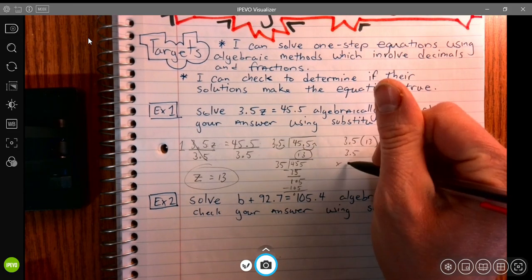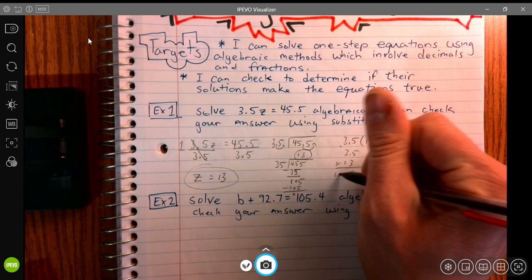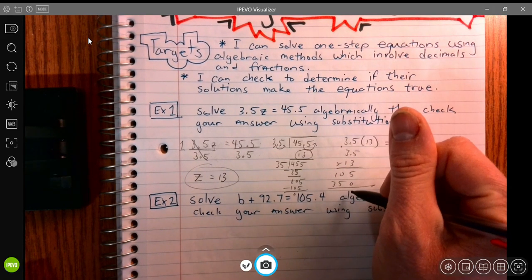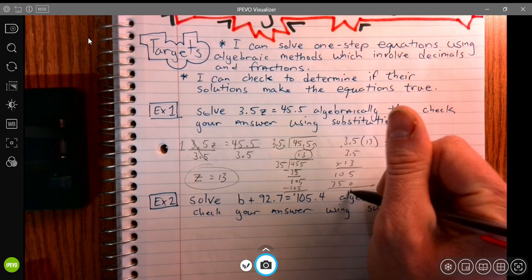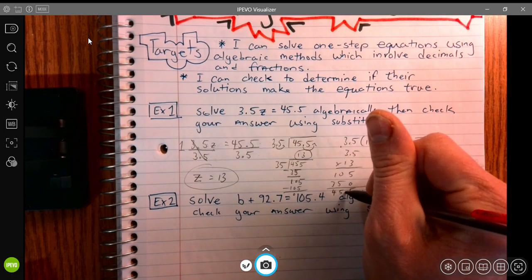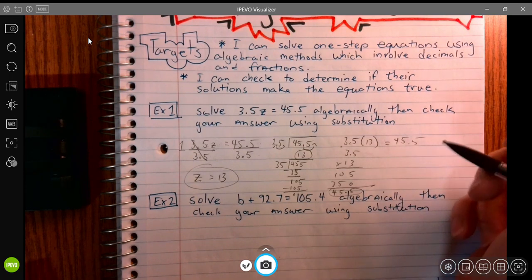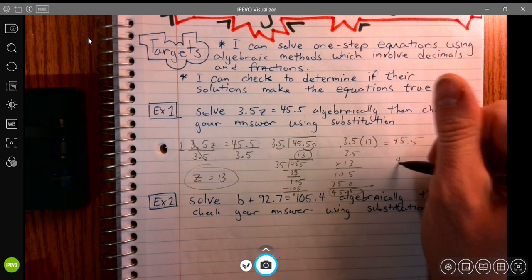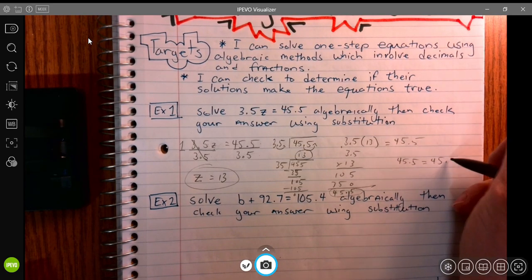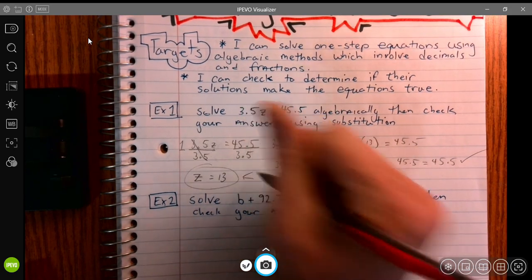3.5 times 13, let's see, 9, 10, 35, and I get 455. I have 1 decimal point, so 45.5, right? And if I rewrite this, I get 45.5 is equal to 45.5. Is that true? Sure is. So I know that 13 is indeed my answer.